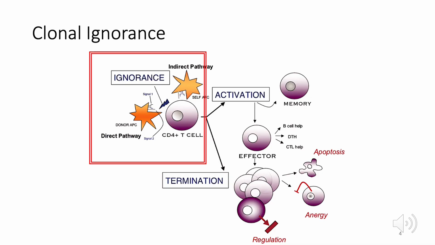Clonal ignorance refers to those self-reactive T cells that ignore self-antigens. These self-reactive T cells are kept ignorant either by firstly, inaccessibility to sequestered antigens in immunoprivileged organs due to a physical barrier, such as fetus, testis, and the blood-brain barrier. Or secondly, self-reactive T cells ignore self-antigens as they are present in such a small amount.